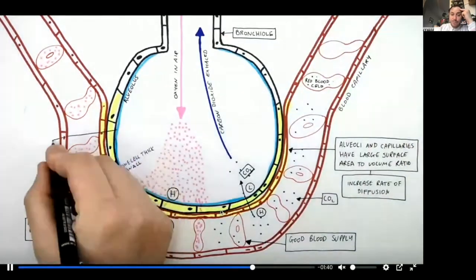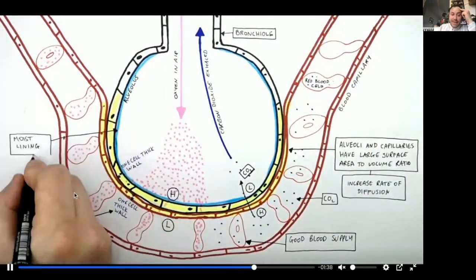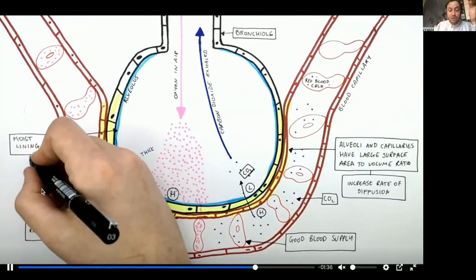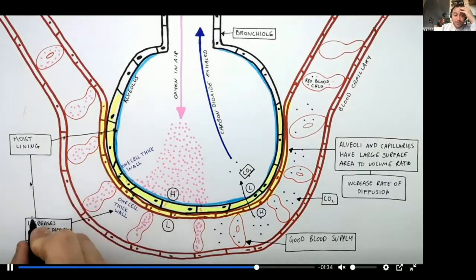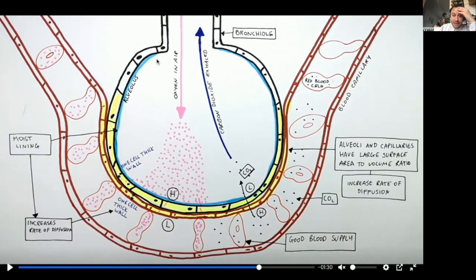The last one, it is moist. It's got a moist lining, again, so that it increases the rate of diffusion. So, good blood supply, moist lining, 2 marks. Remember, 1-cell thick wall for the capillary and alveoli. This is to reduce the diffusion pathway to increase the rate of diffusion.